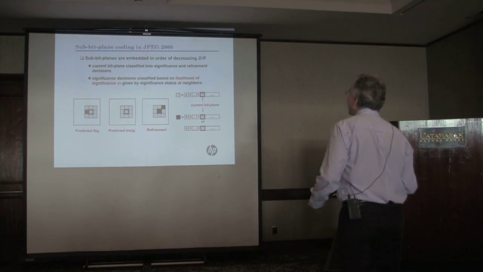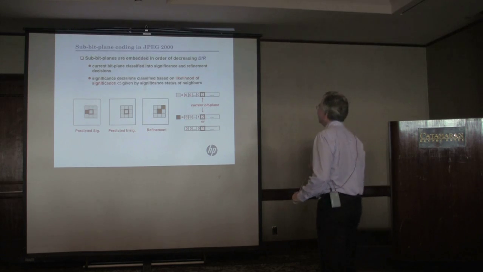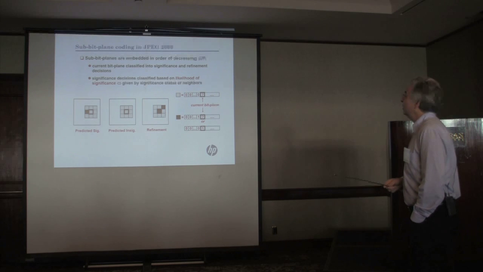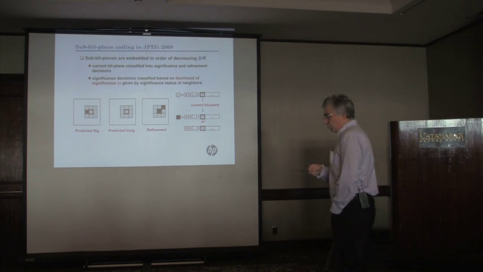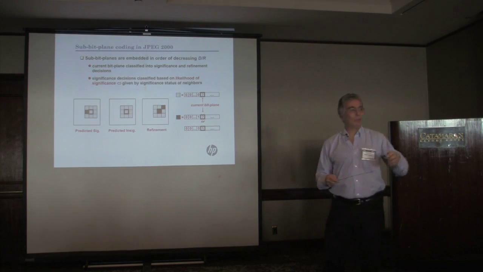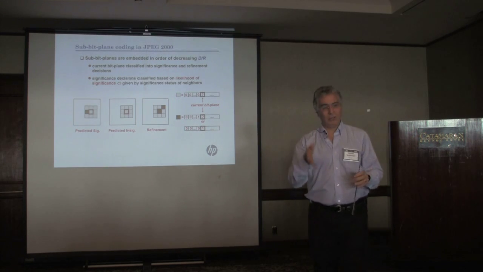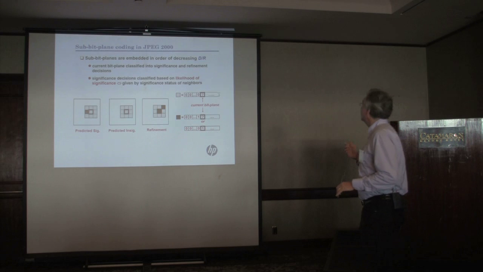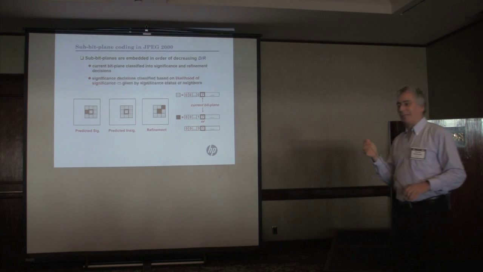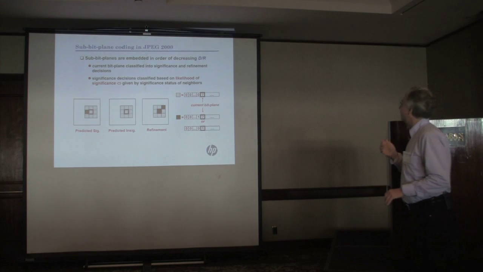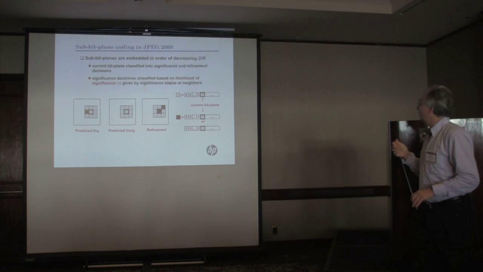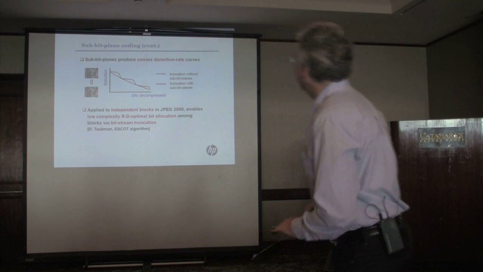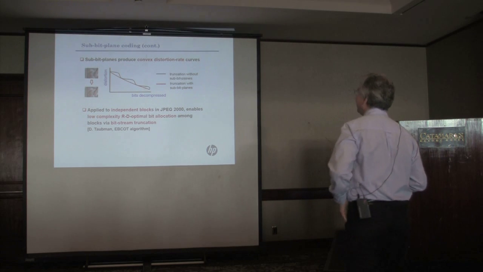So this way we came up with what we call sub-bit planes, which are used in the embedding in JPEG 2000, to separate the bit planes into sub-bit planes, which are ordered according to the expected distortion versus expected rate in decreasing order. I'm not going to go through the details of how we do that, but let me show you what the effect is.